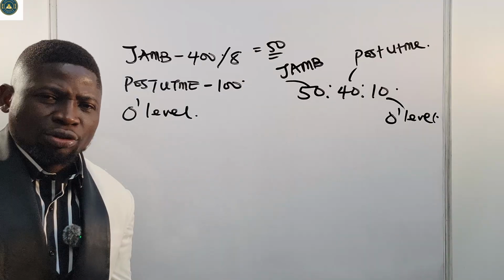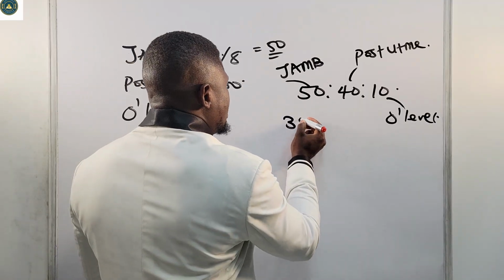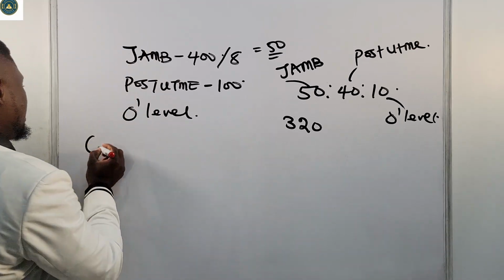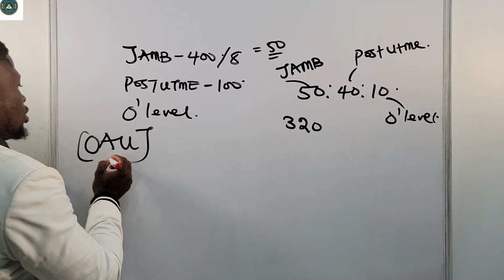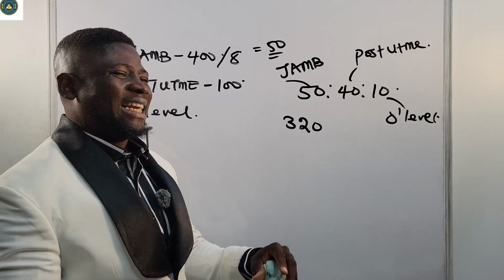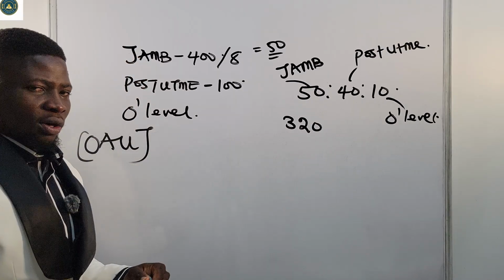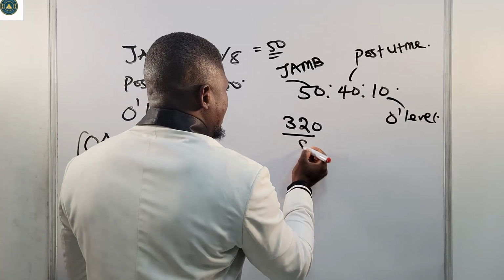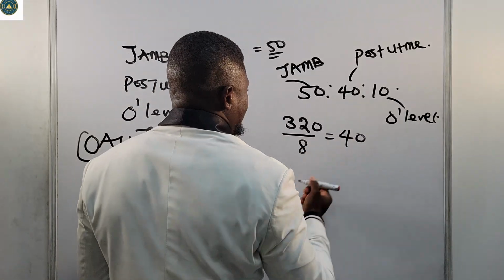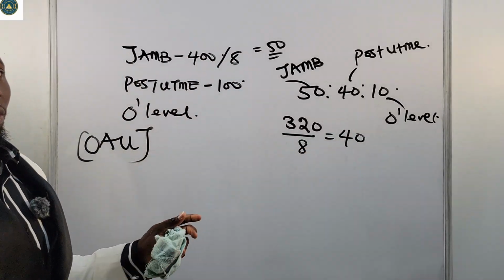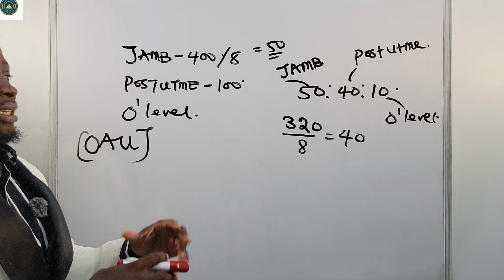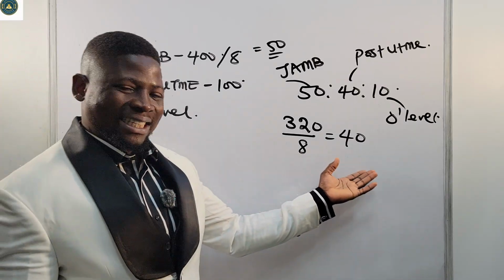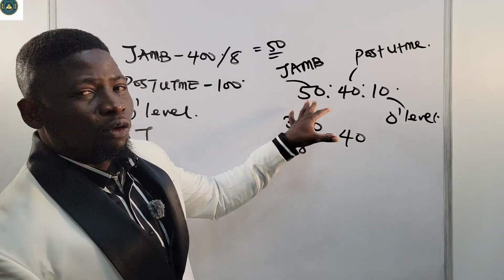Say a student scores 320 in JAMB, and his first choice university is OAU. When it comes to this JAMB score, we divide it by 8, and what are you going to get? You are going to get 40. So whatever the score is, whether 270, 250, or 210, you divide it by 8, and you now get the ratio for your JAMB.